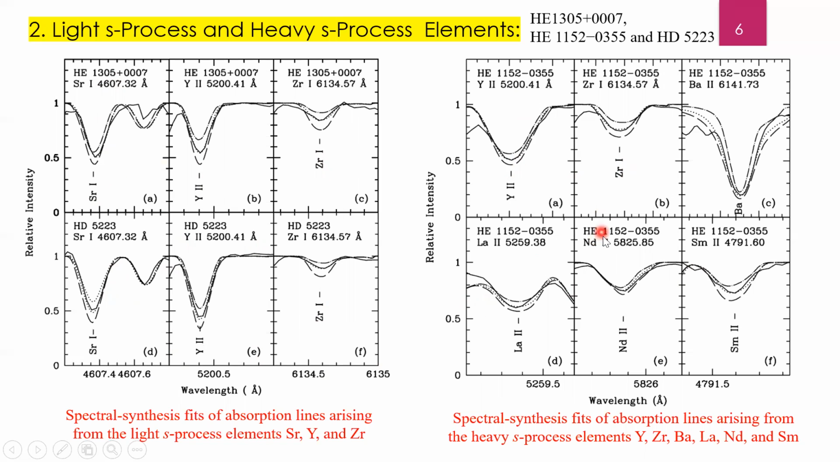Due to the highly blended spectrum of strontium, its synthesis calculation is not possible. Therefore, these elements are not obtained in its spectra. Therefore, we obtain heavy s-process elements in this particular star, unlike the other two stars on the left.